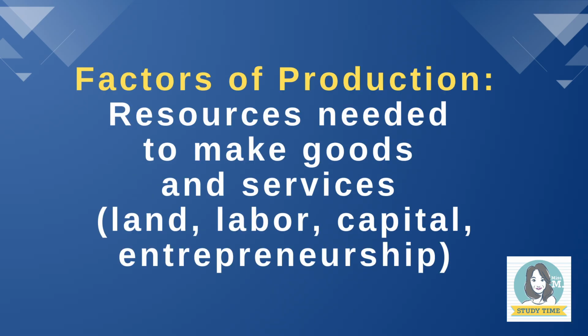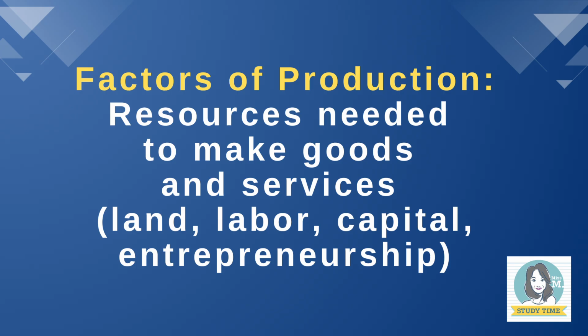Factors of production. Factors of production are the resources needed to produce goods and services. And there are four main factors of production: land, labor, capital, and entrepreneurship. First is land. It includes all natural resources used to produce goods and services, such as minerals, forests, water, and land itself. Second is labor.